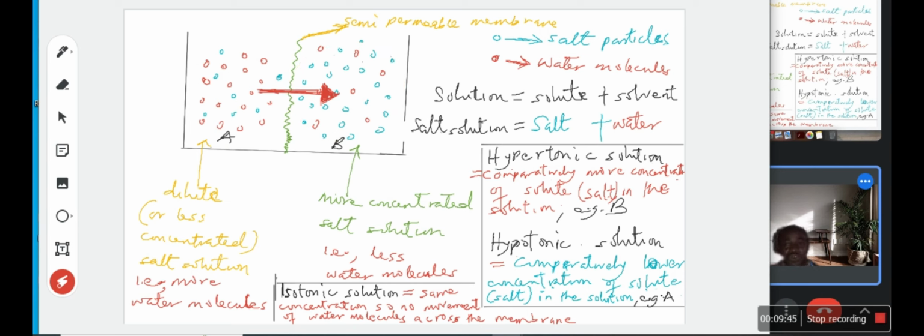So it means if A is the potato chip, it will be losing water to the solution. Water will be moving from the potato chip into the solution. So that will mean that the potato chip will become floppy. It will dry up, shrink, and become flappy. It'll become soft, because it's going to be losing water.